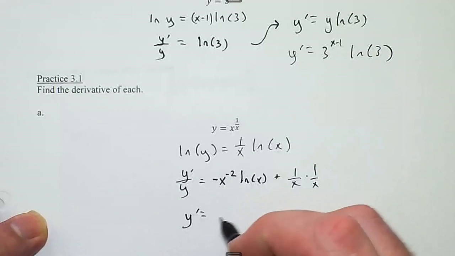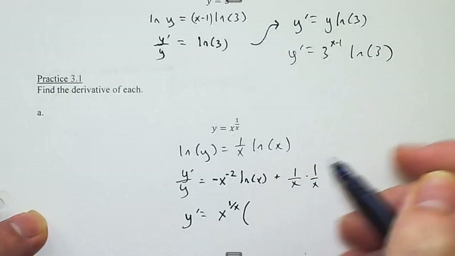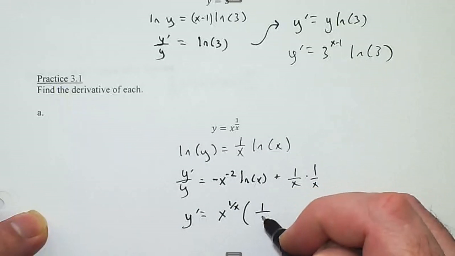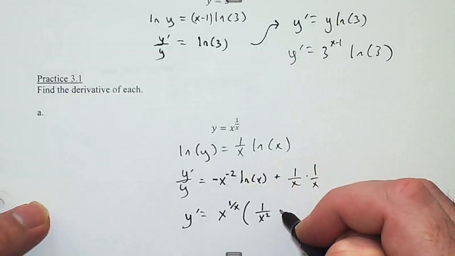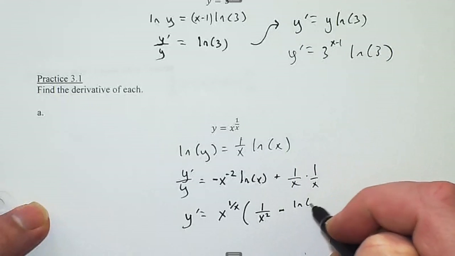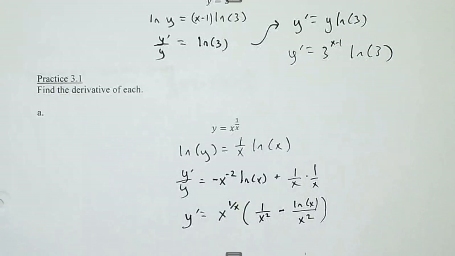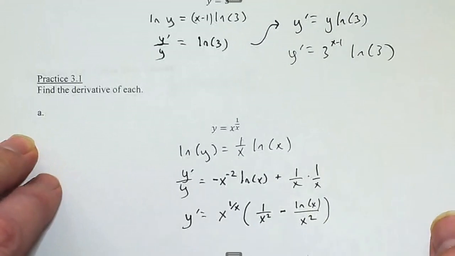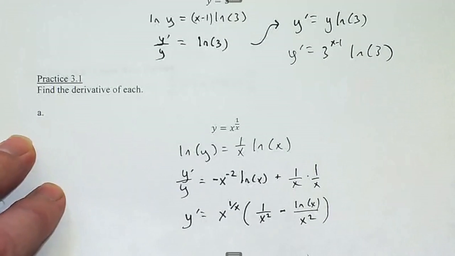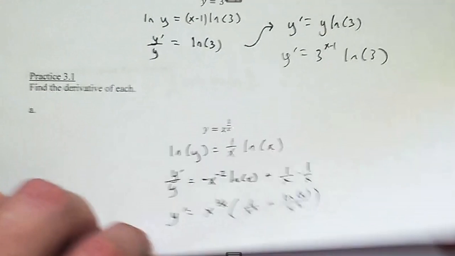And then I'll simply multiply both sides by y, and I'll go ahead and replace it. And this is kind of a cool one, so I'm going to actually do this. 1 over x times 1 over x is 1 over x squared. And then we've got minus the natural log of x over x squared. And I think it kind of looks neat. But normally, no, you don't need to simplify.